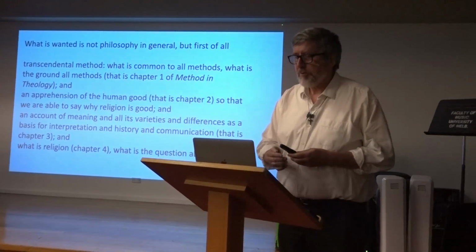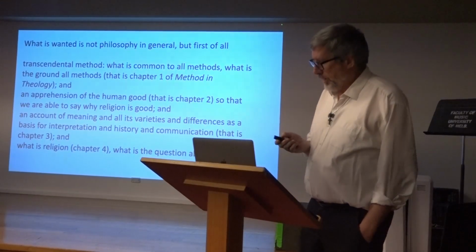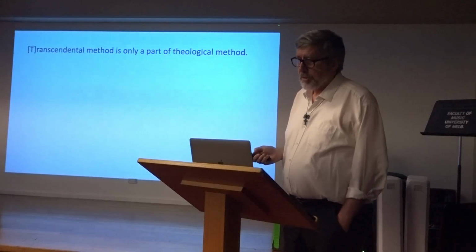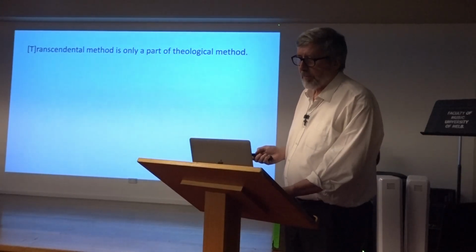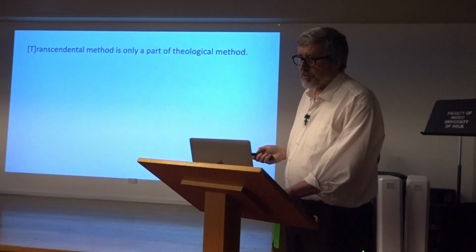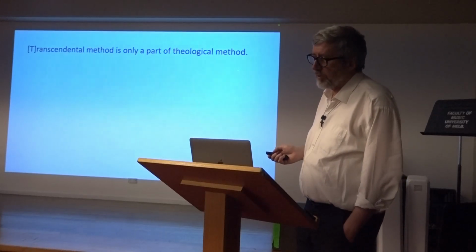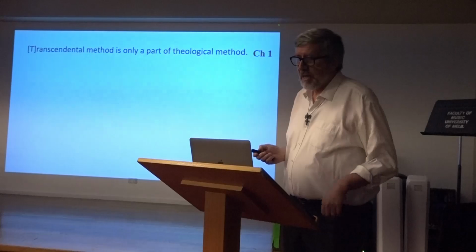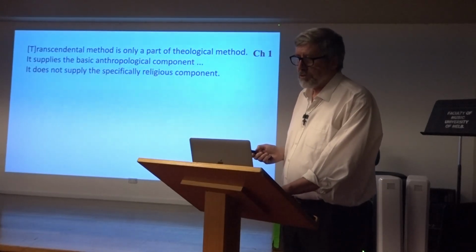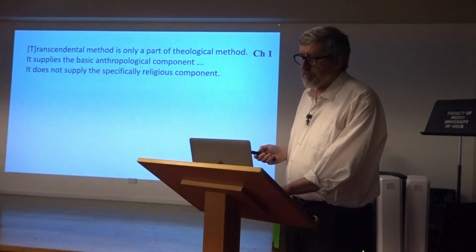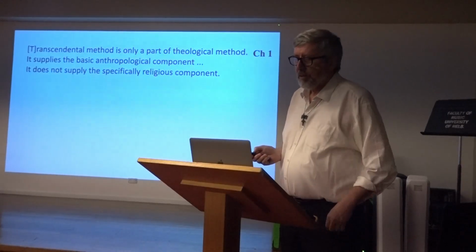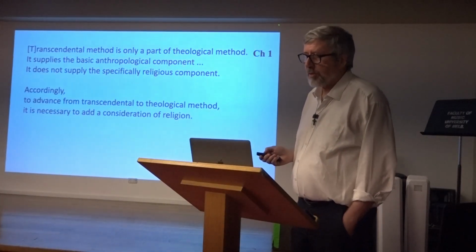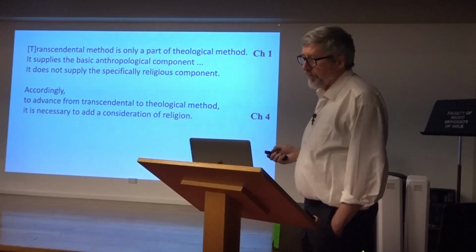And at the end of chapter 1 of Method itself, he again connects chapter 1 with chapter 4 initially, and then backtracks to chapters 2 and 3. Transcendental method is only a part of theological method. That's chapter 1. It supplies the basic anthropological component of theological method. It doesn't supply the specifically religious component. Accordingly, to advance from transcendental to theological method, it's necessary to add a consideration of religion in chapter 4.